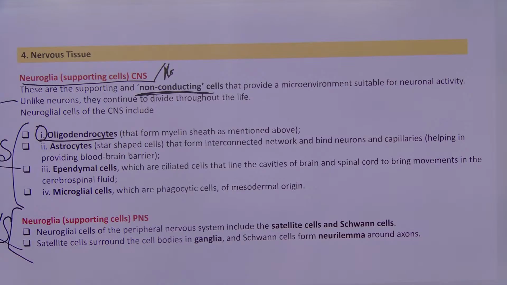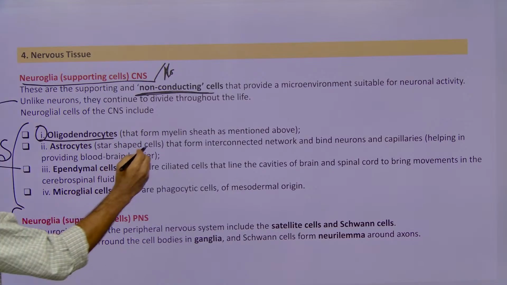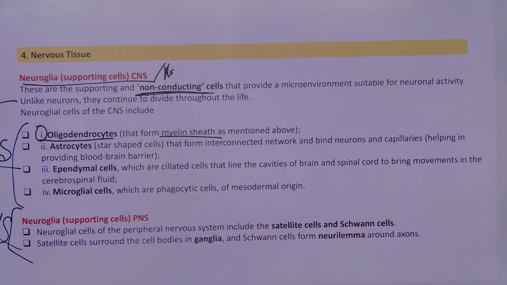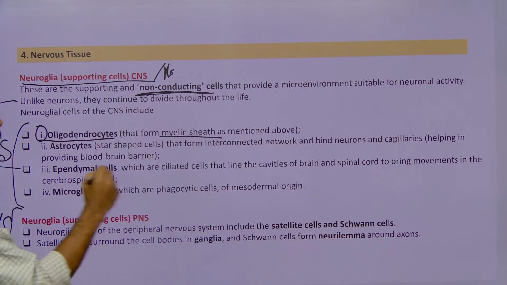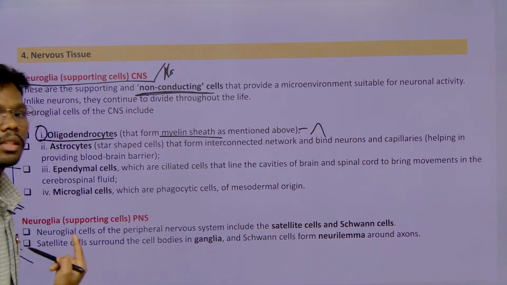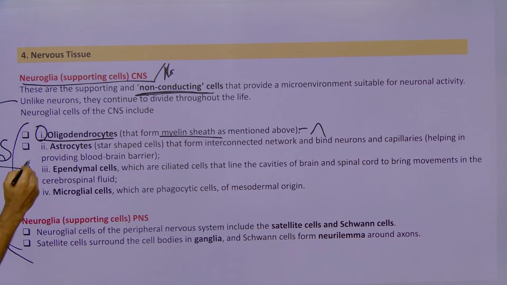We already discussed this. Oligodendrocytes are responsible to produce the myelin sheath on the neurons, which causes myelinated neurons in the central nervous system. And the next one is astrocytes.